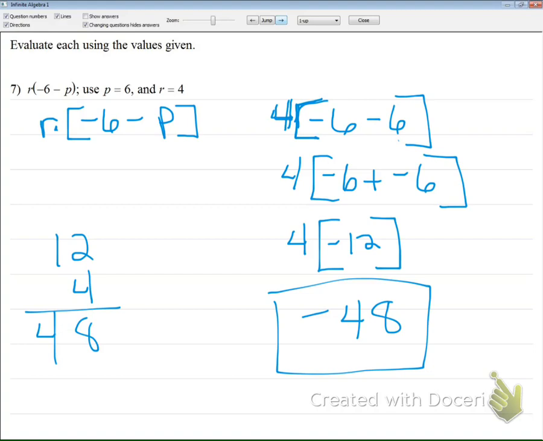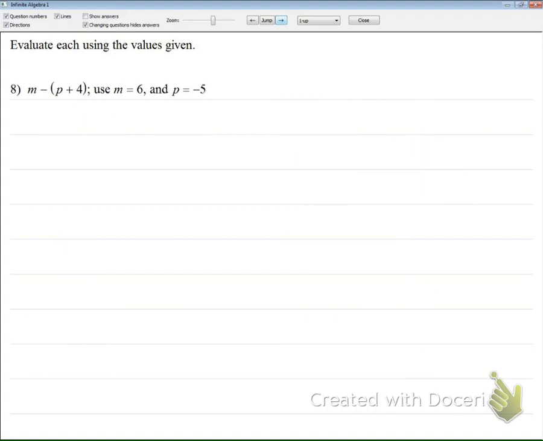One more that I'll do with you in the video. So you're going to complete problem 8, push pause and push play when you're ready to check it. Alright, let's see how you did. M is equal to 6. That's a positive number, so just write it. Minus, change that original problem parenthesis to a bracket. P is equal to negative 5, so I need to put it inside parentheses. Plus 4. Doing just what's inside of those brackets first.